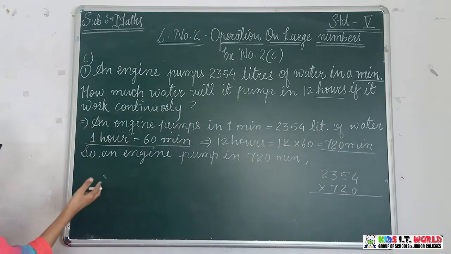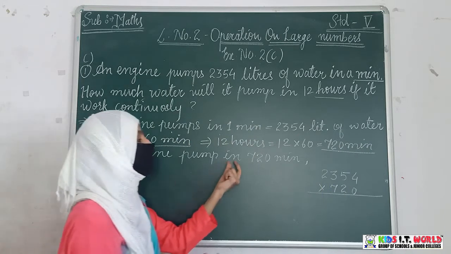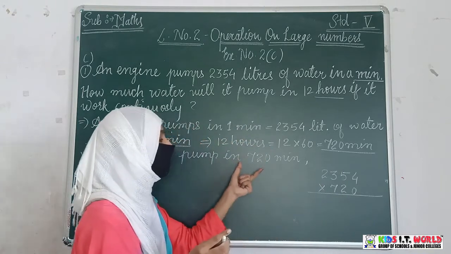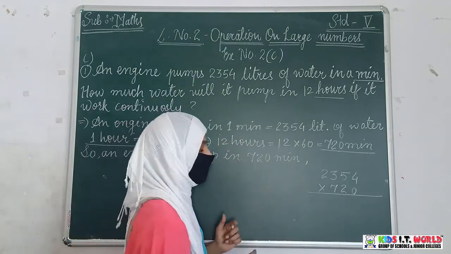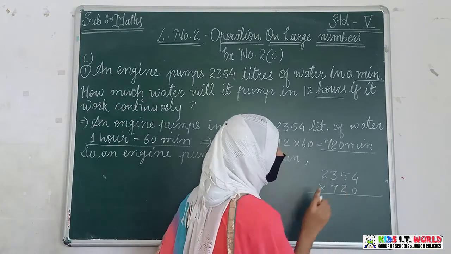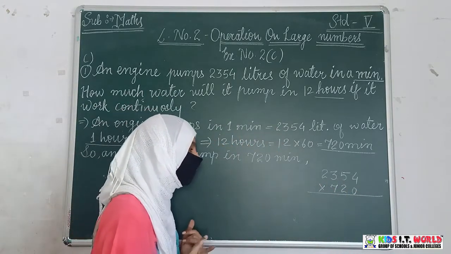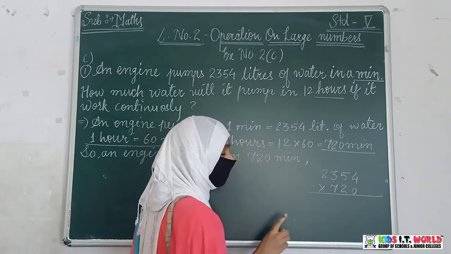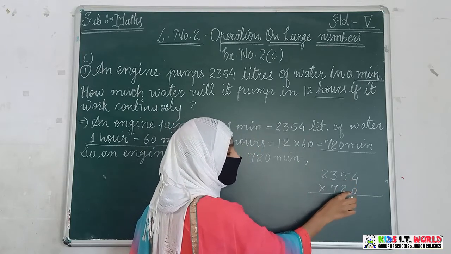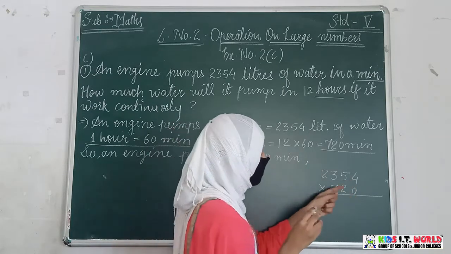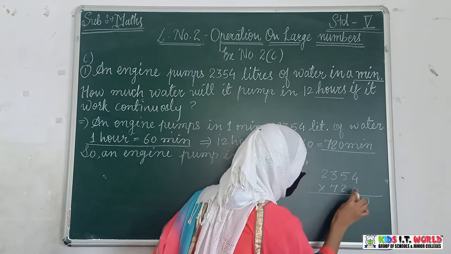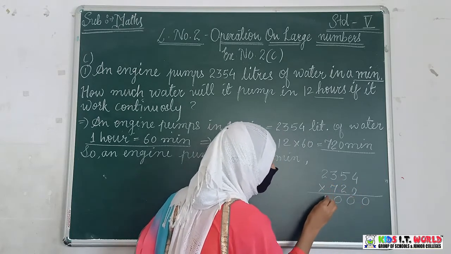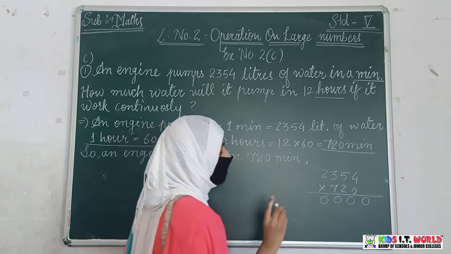Now easily you can find that. So an engine pumps in 720 minutes, we will do the multiplication, and then we will get the answer of how much an engine will pump in 12 hours. So here we will start the multiplication. Remember, in multiplication, if we are multiplying any number by 0, you will get the answer 0. Remember this one. If we are multiplying any number by 0, you will get the answer 0 only. So here 0 into 4, 0, 0 into 5, 0, 0 into 3, 0, 0 into 2, 0. Here the first multiplier is finished.